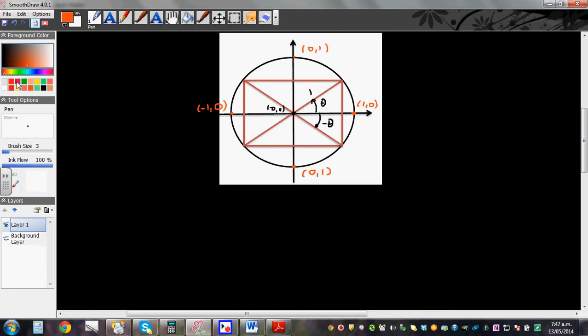In terms of degrees, at this point it is 0 degrees. This is 90 degrees. The particle has moved 90. This is 180. This is 270 and 360. So 0 and 360 are the same. Now say this is a point particle P with coordinates X, Y, and in terms of degrees it has moved theta degrees.